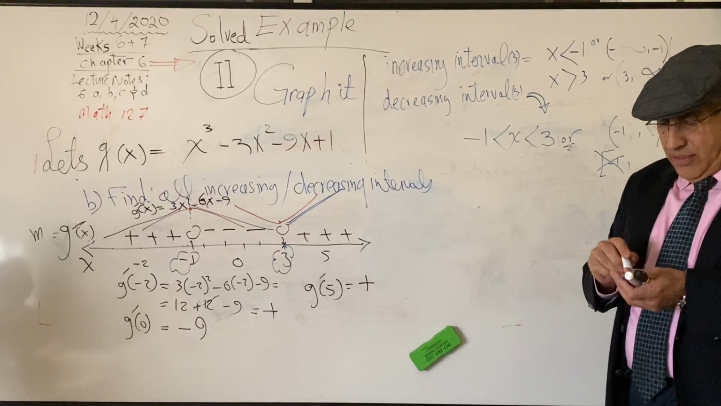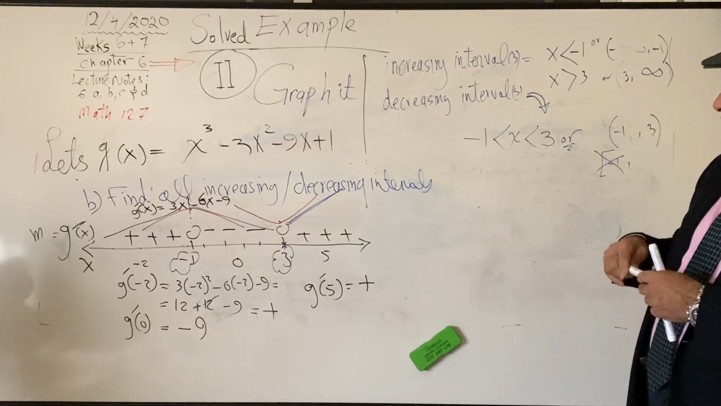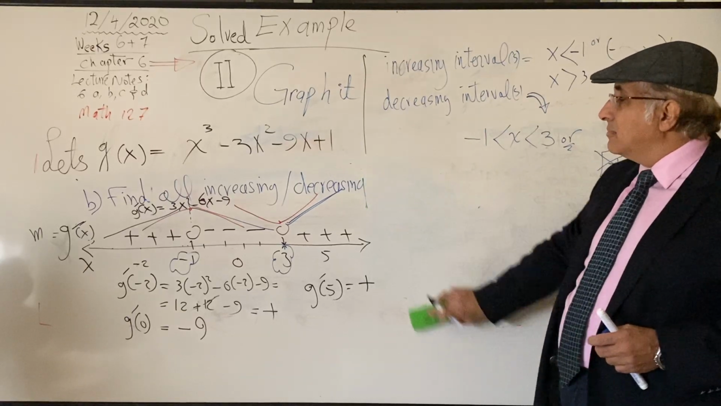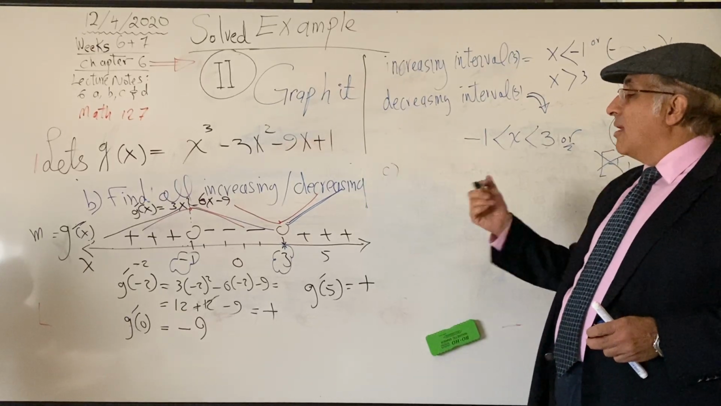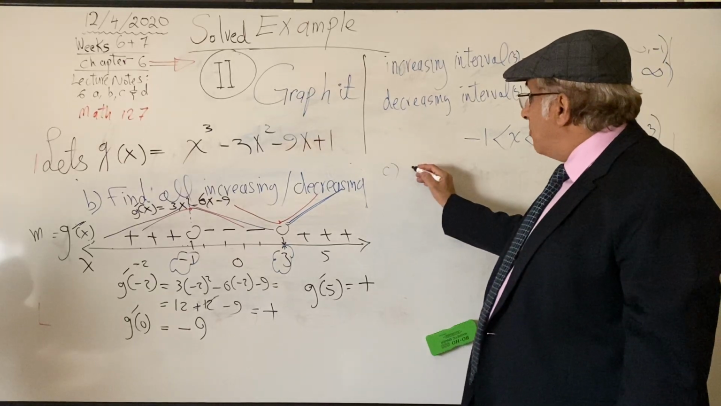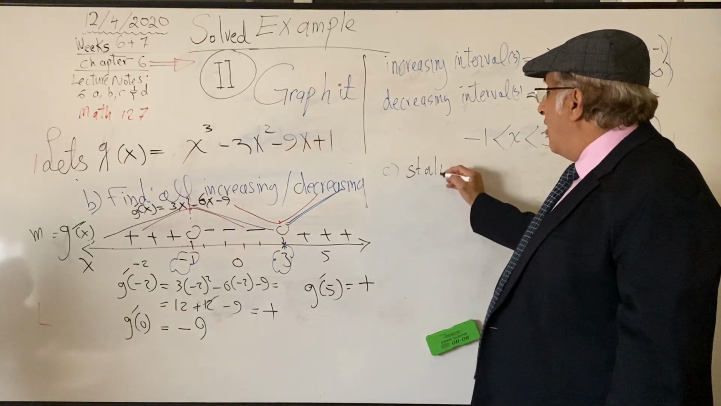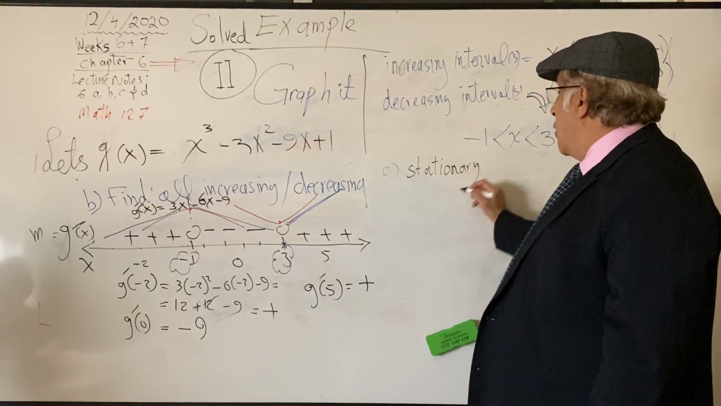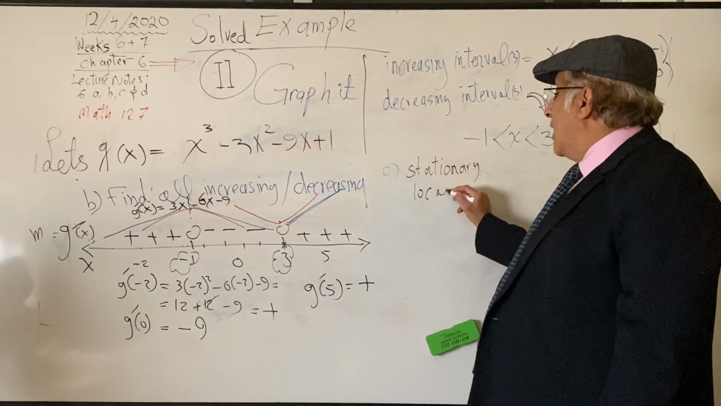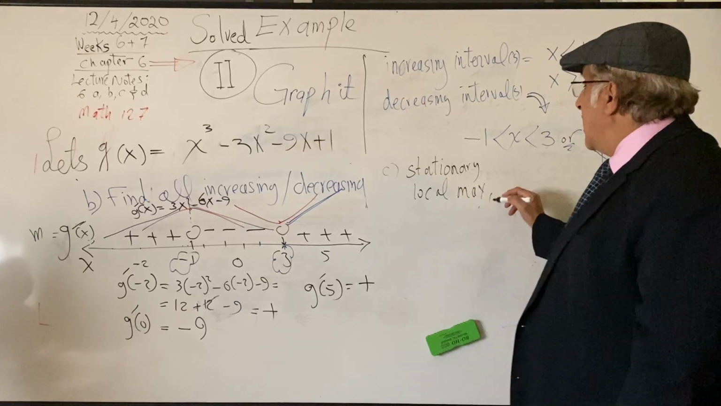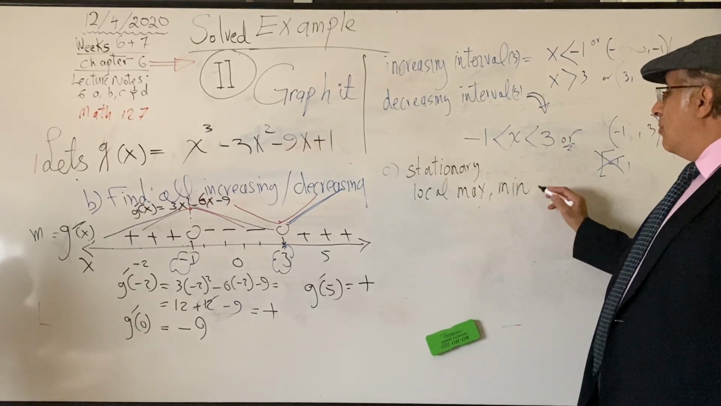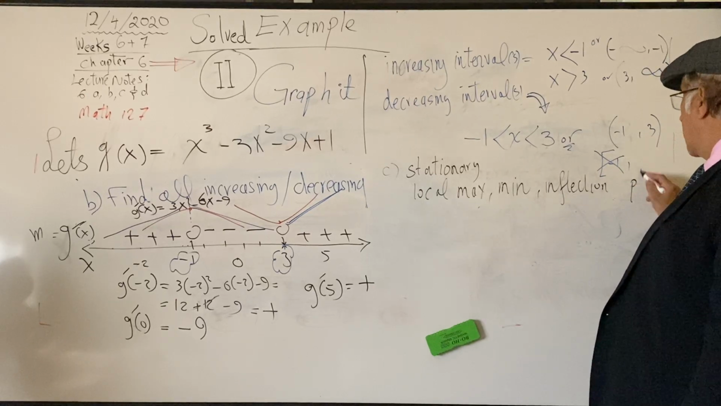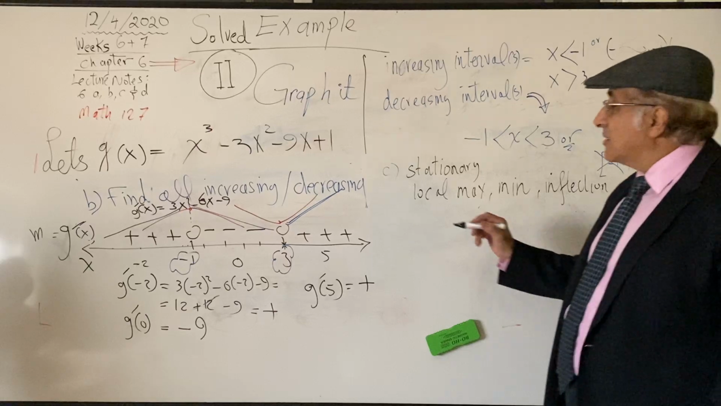Once I'm done with all intervals, this will simply take me to the next step. What is my second step? Or third step? The inflection, the stationary points. What are the stationary points? Is there any local maximum point? Is there any local minimum point? Is there an inflection point? That's part C.